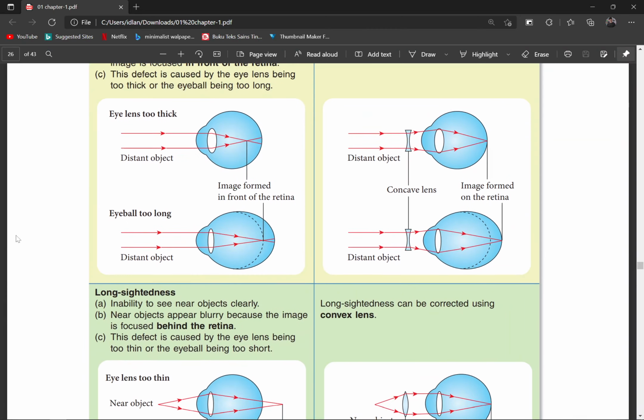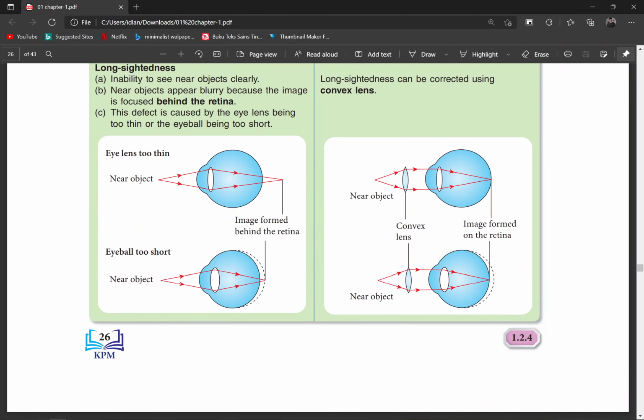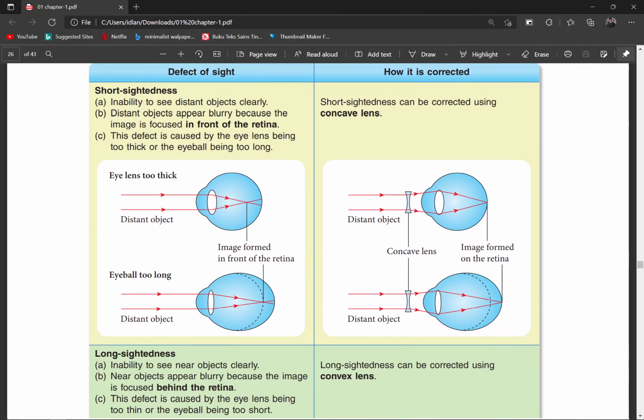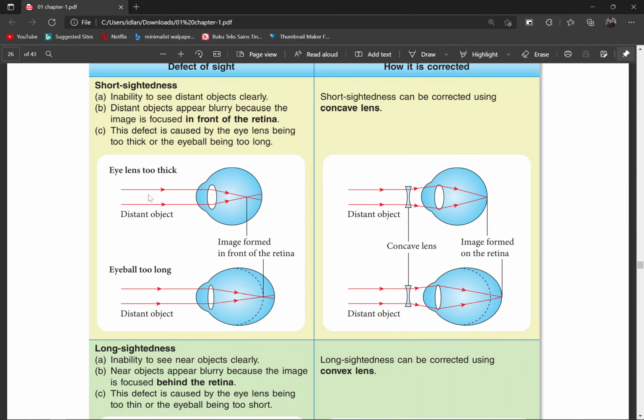Okay. Ingat, short-sightedness, in front of the retina, concave lens. Okay, sorry, maafkan saya. Short-sightedness in front of the retina and uses concave lens.